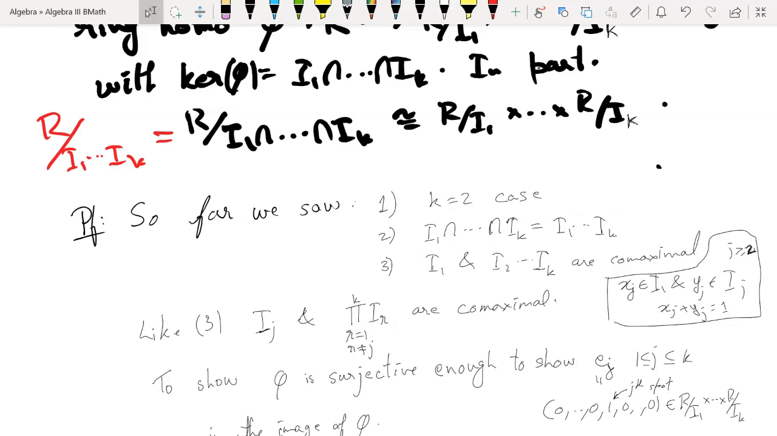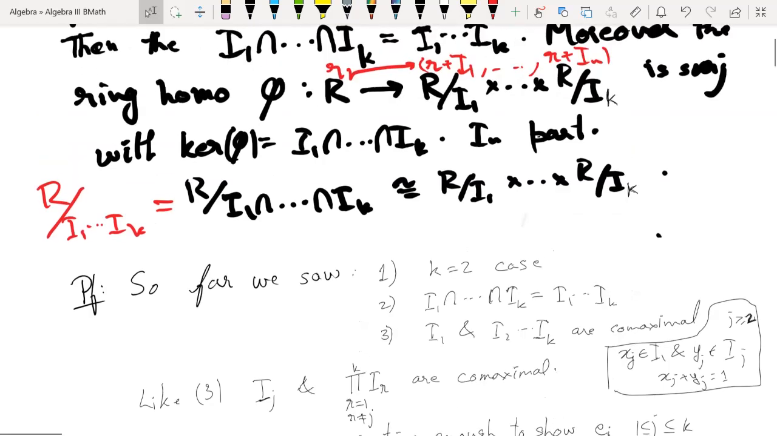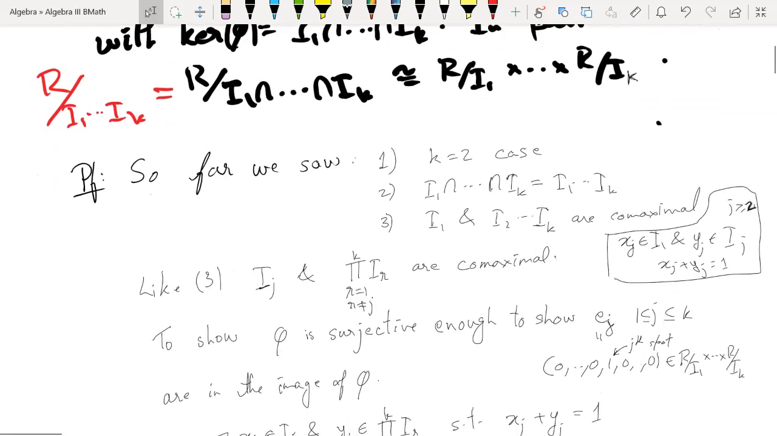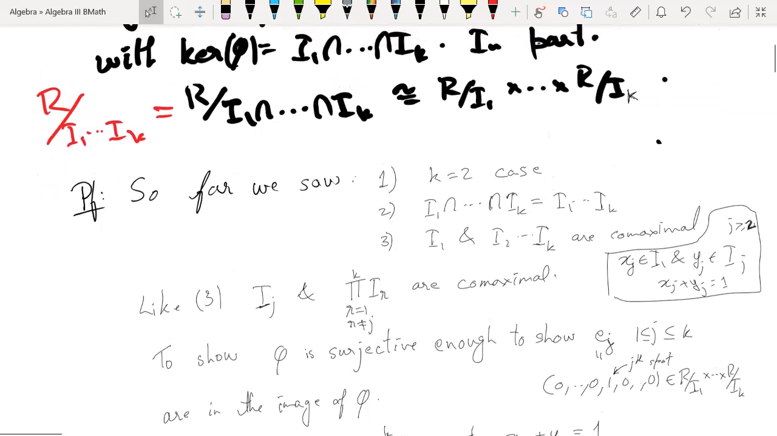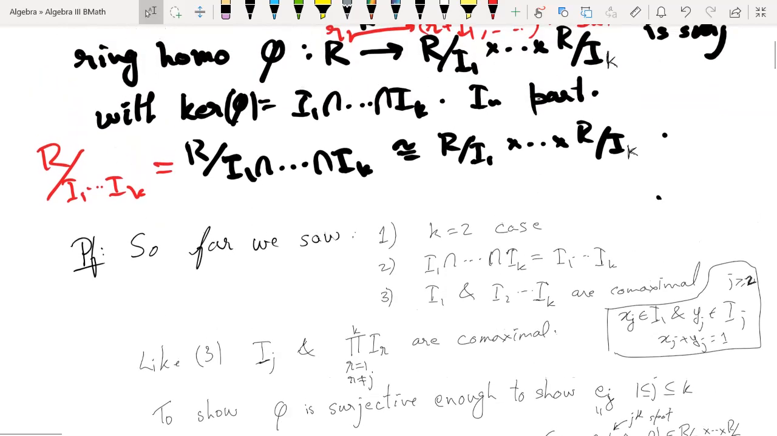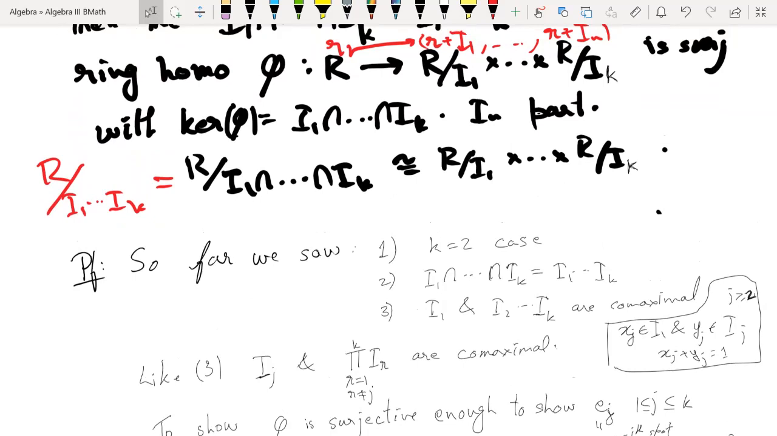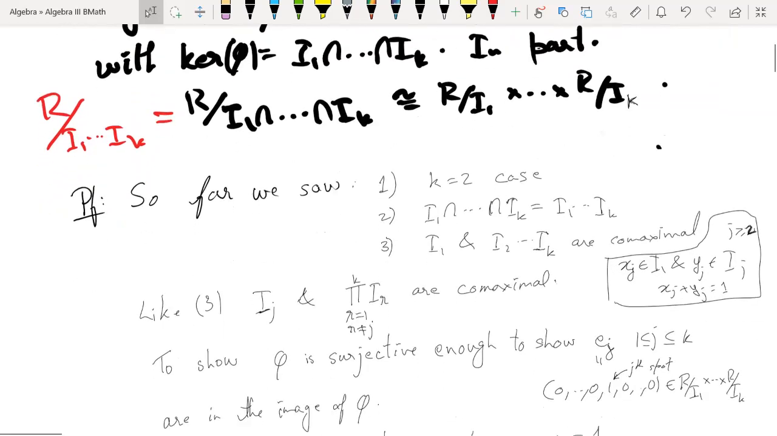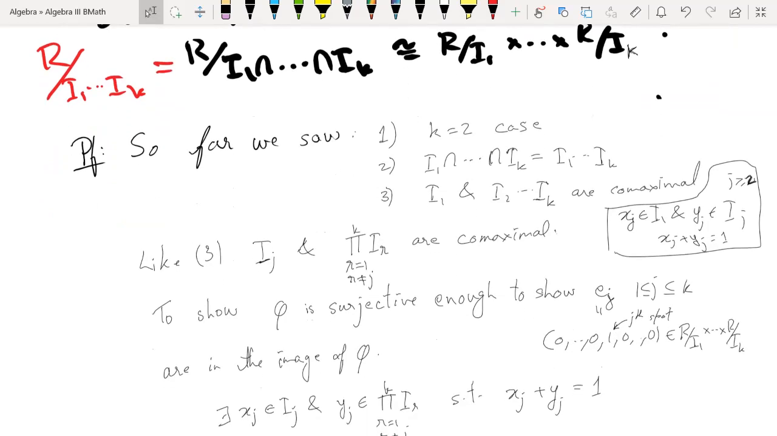So using these two, we will show that there is a surjection from this map. Phi is a surjective map. As we argued last time, we only have to show that e1, e2, ej, ek are in the image. Those are the canonical elements in this ring. So to show phi is surjective, it is enough to show that ej, where ej is this element with 1 in the jth spot, is in the image.